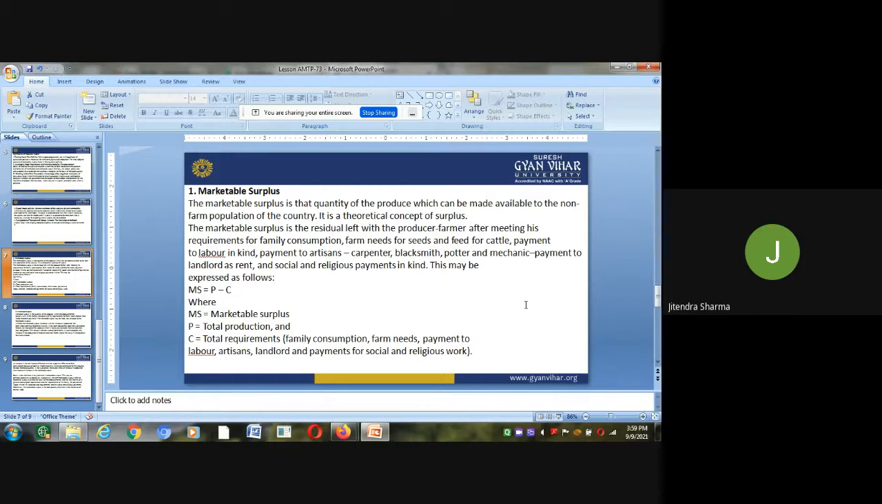Marketable surplus is what remains when he completes his domestic needs, and whatever he ensures is available for the market is treated as the marketable surplus. It means MS equals P minus C, where MS is the marketable surplus, P is the total production, and C is the total requirement that the farmer has for his domestic needs. So that is known as the marketable surplus.